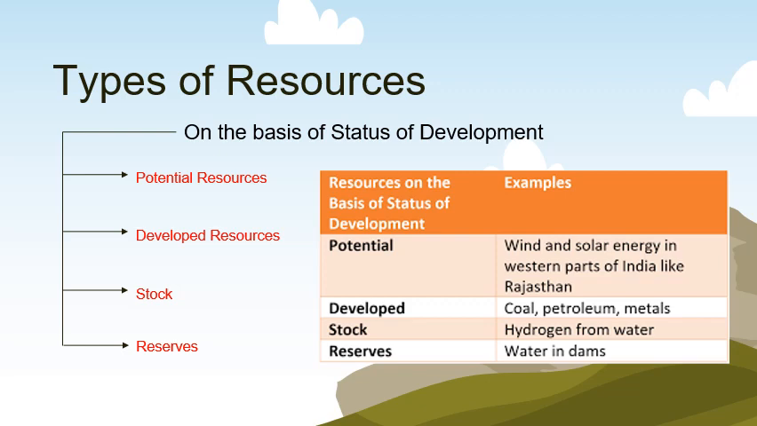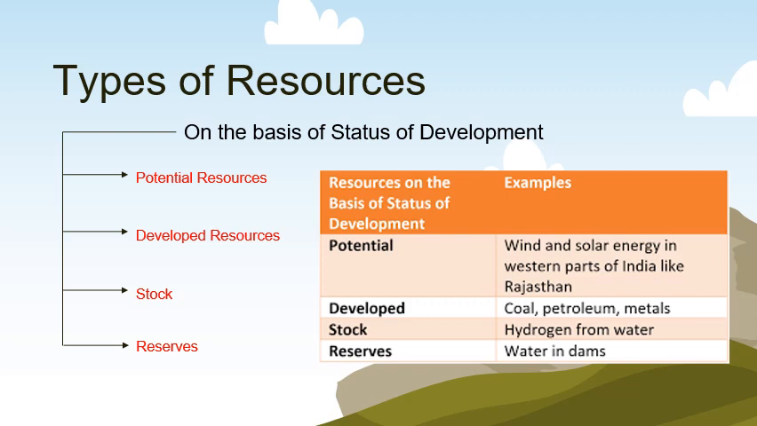Potential resources are those that have not been identified or developed, okay, but they have the potential to contribute to economic and social development. Second is developed resources, the other way around. Developed resources are those that have been fully utilized and developed for economic and social benefits.